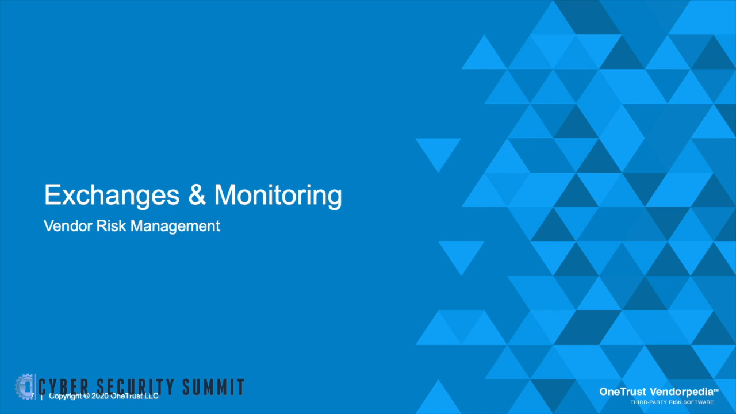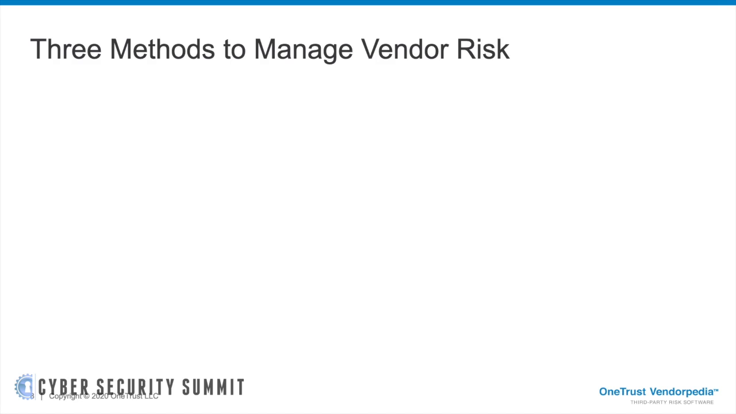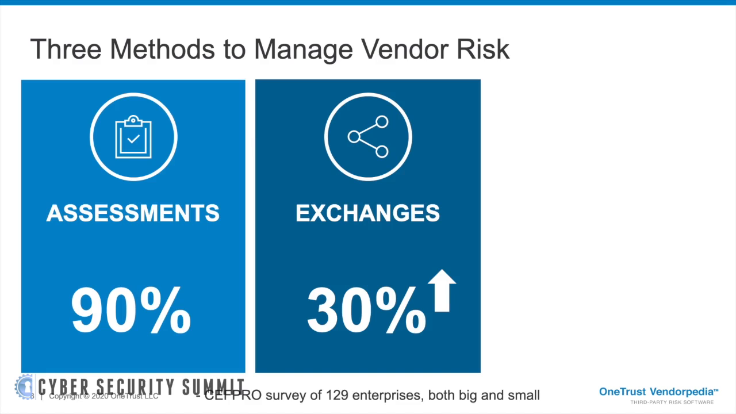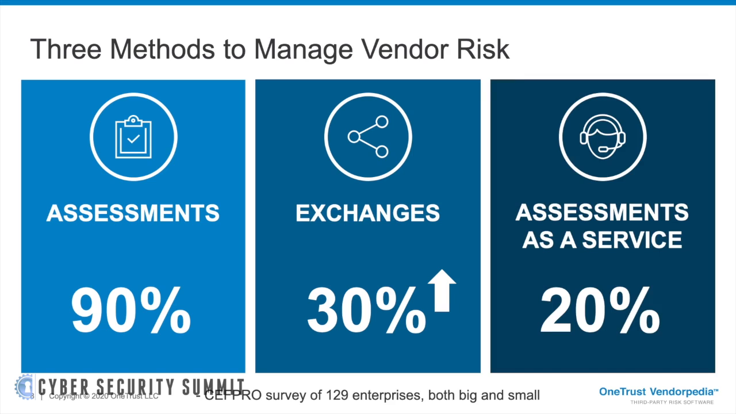So moving from those drivers now into what makes up the exchange and how continuous monitoring should be incorporated. So presently, three methods to manage vendor risk. We have our assessments, our exchanges, and assessments as a service. So with the assessments, sending out questionnaires, reviewing answers, manually flagging risk, things like that.